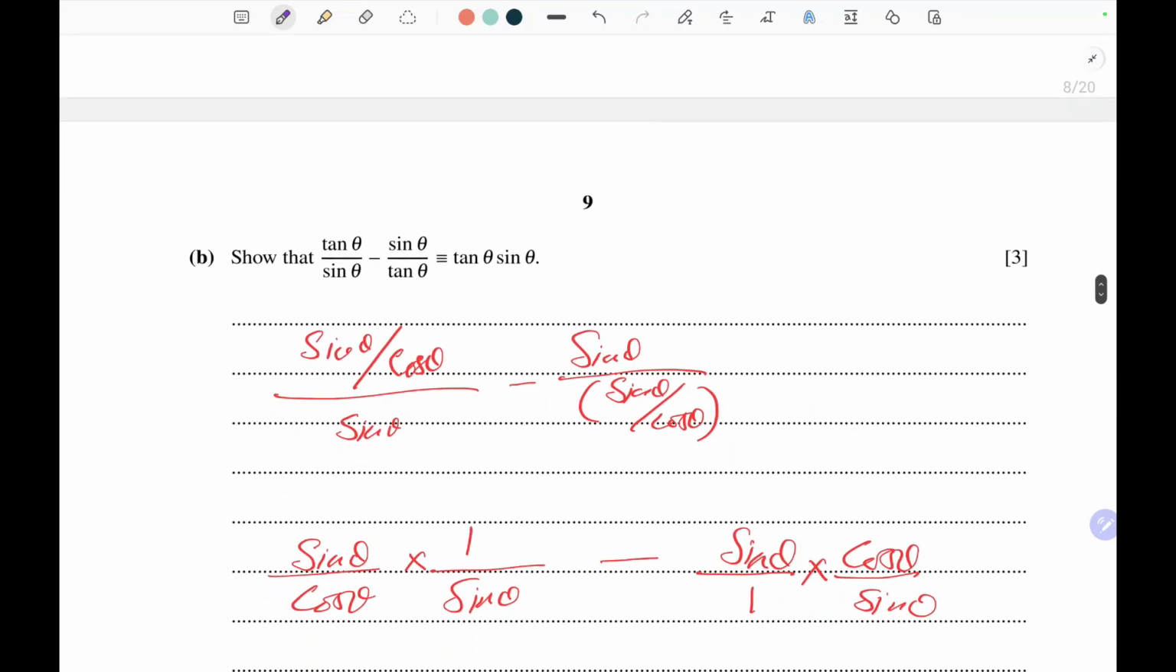Now show that tan theta over sine minus sine over tan is tan theta sine theta. So this tan, we know that it is sine over cos, and then sine is in the denominator, then minus sine, and tan is sine over cos.